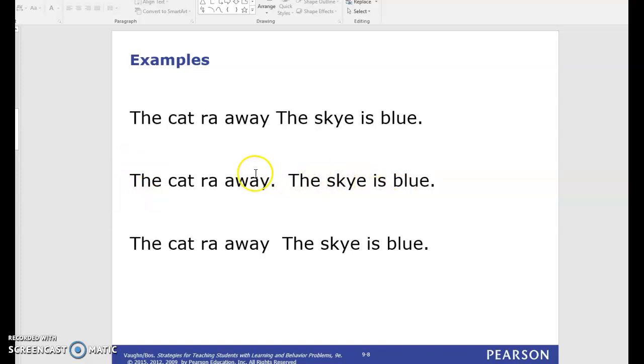And what you do is you kind of count on each side. I'll show you what it looks like in just a second. Okay. And then the last one, the cat, R-A, away, the sky is blue, no punctuation. And so this third method is words spelled correctly. All right. So just take a second, think about how you would score each of these. So total words written, correct writing sequences, words spelled correctly.